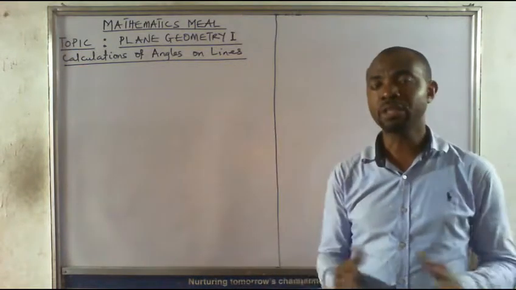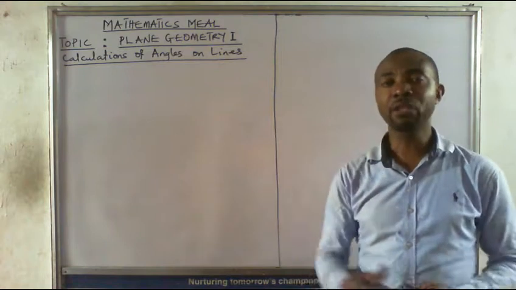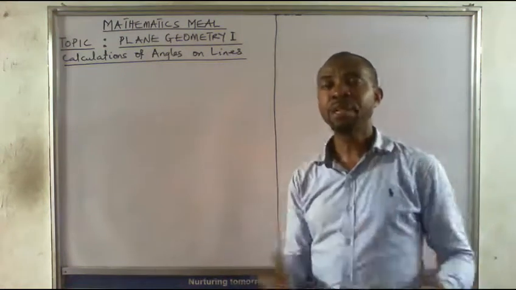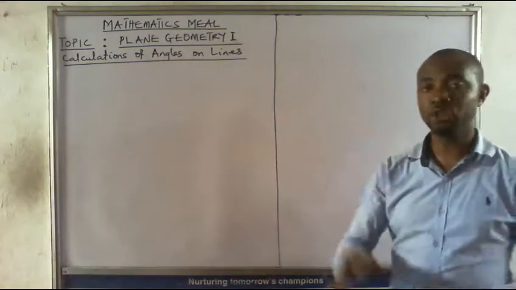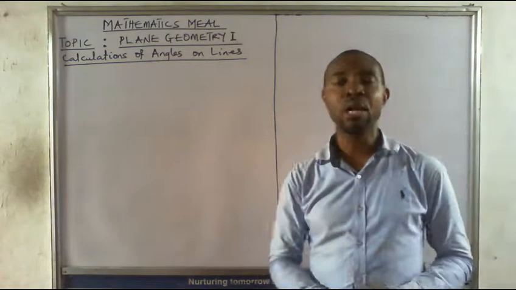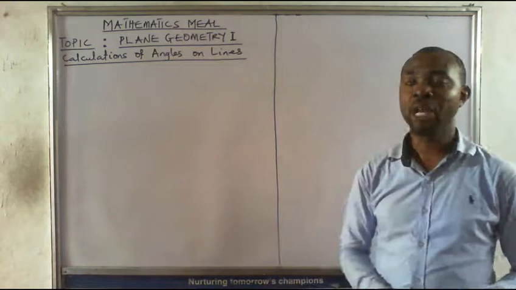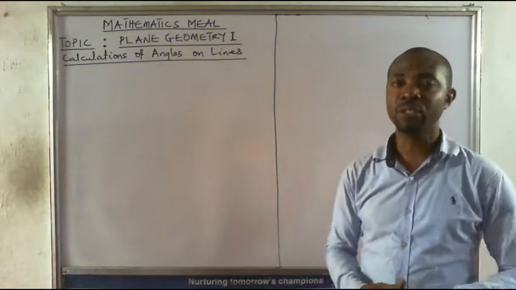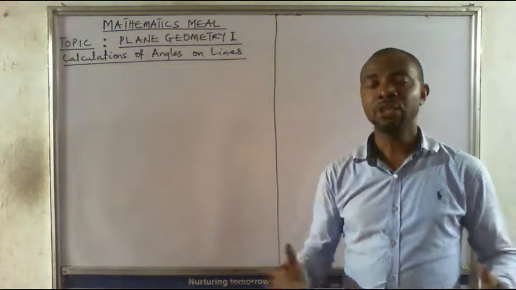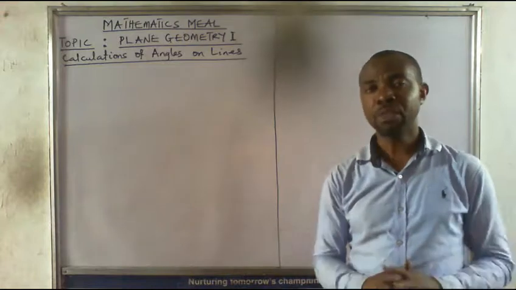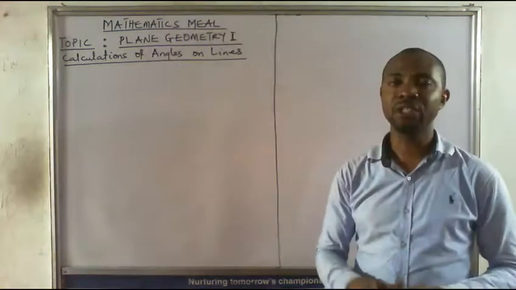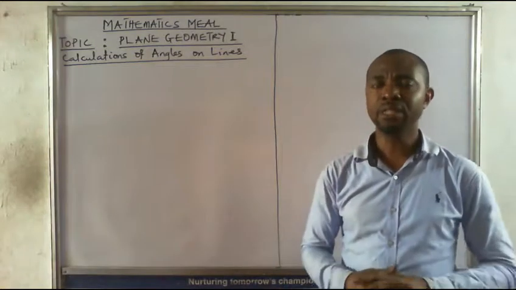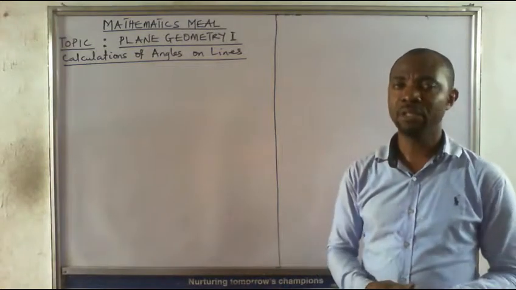We also talked about the angles in relation with parallel lines and transversal lines. We said that using parallel lines and transversal lines, we can show that corresponding angles are equal and also alternate angles are equal. So our business today is to look at calculations of angles on lines. Calculation of angles on lines. And before we move on to this calculation, there is need for us to look at some important points that will help us in this calculation.